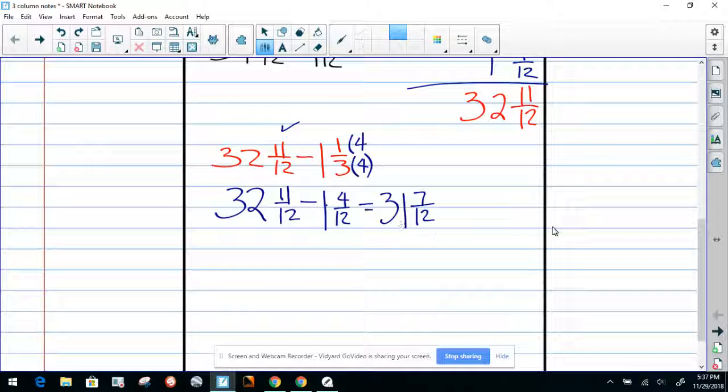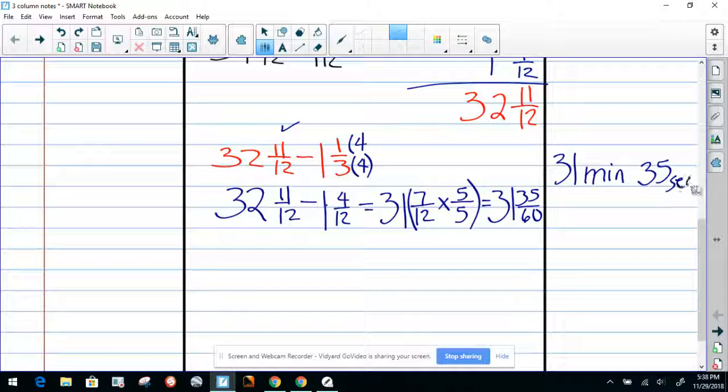Now, because we know that this 31 is 31 minutes, we need to write the fraction in seconds. To make it into seconds, we have to remember that seconds are measured in 60s. So we're going to multiply this by a number that will make 12 into 60, and that number is 5. When you multiply it, the answer is 31 and 35/60. So now we can say that it's 35 seconds. That means 35 out of 60, that will be 35 seconds.